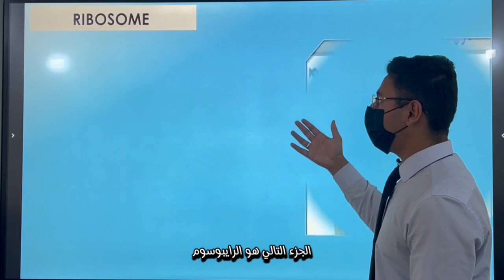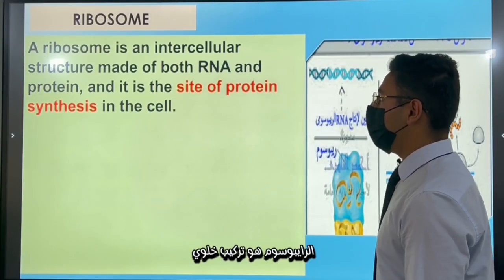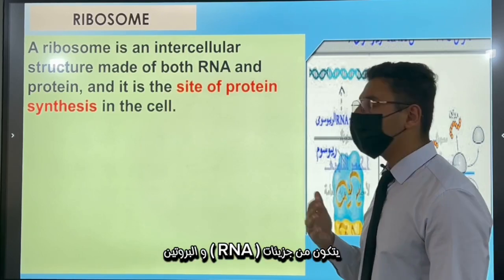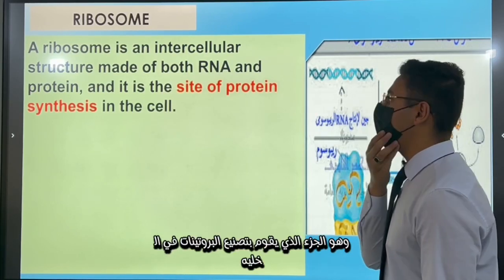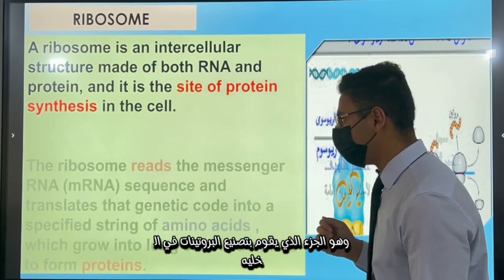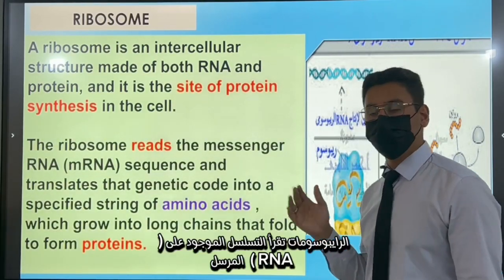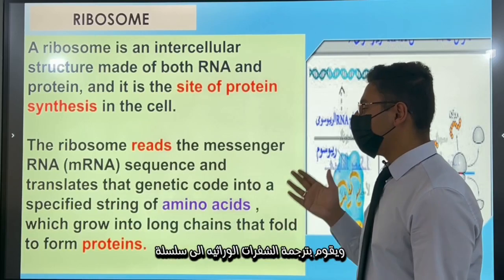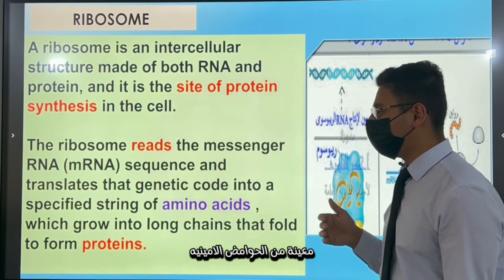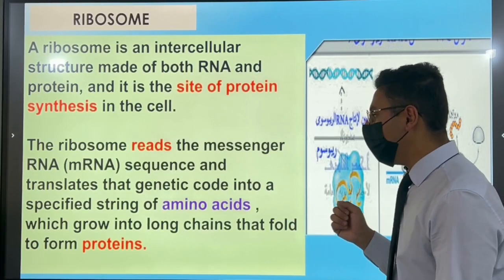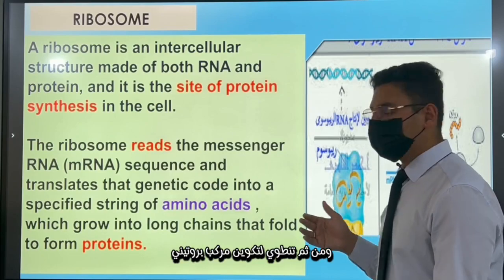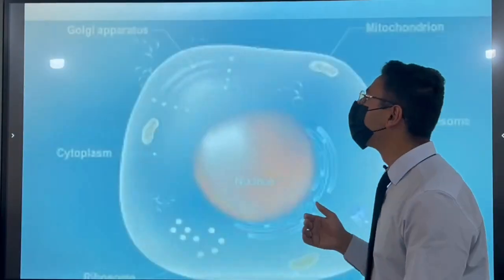The next part is the ribosome. A ribosome is an intracellular structure made of both RNA and protein, and it is the site of protein synthesis in the cell. The ribosome reads the messenger RNA sequence and translates the genetic code into a specified string of amino acids, which grow into long chains that fold to form proteins.